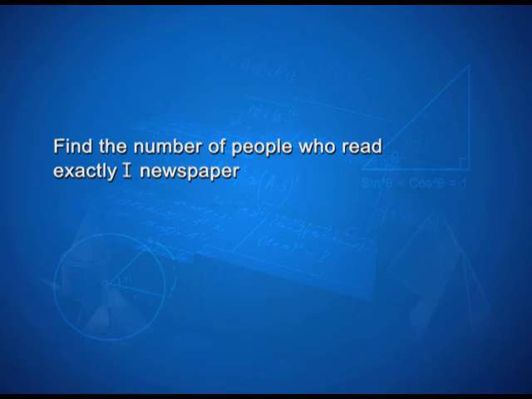Let us ask another small question. Find the number of people who read exactly one newspaper. This will be E plus F plus G. If you simplify this, the answer comes out to be 32.